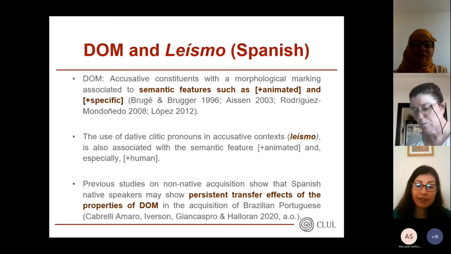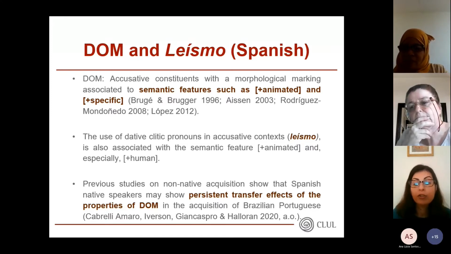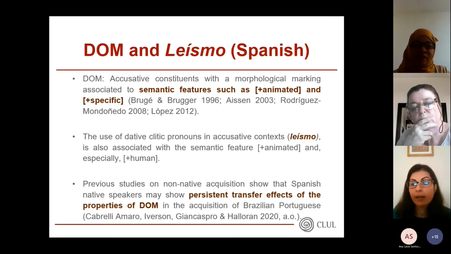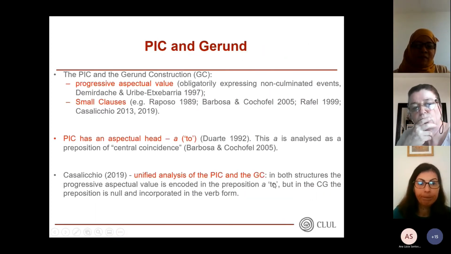Now, previous studies on non-native acquisition show that Spanish native speakers may show persistent transfer effects of the properties of differential object marking in the acquisition of Brazilian Portuguese. So it is important to keep this in mind in this study.